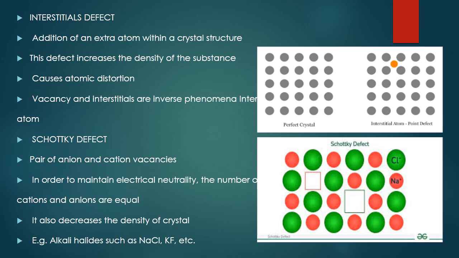The next one is Schottky defect. As we see in the diagram, there is a pair of atoms, both cation and anion.